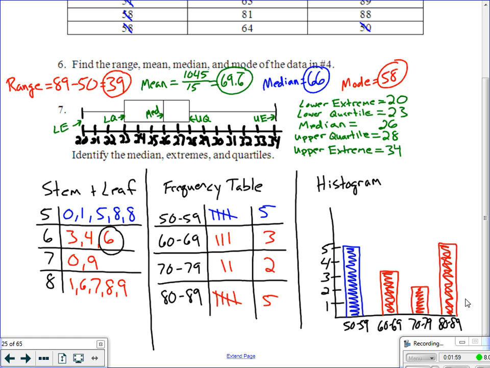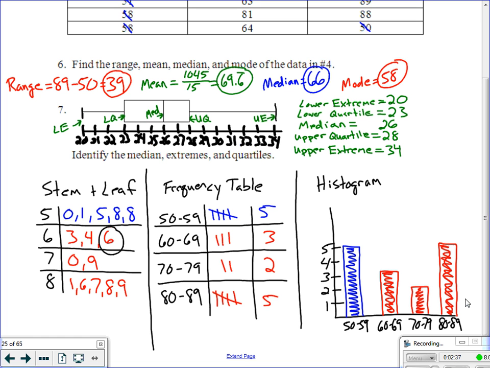The second question there was to find the range, mean, median, and mode of that data. Well, the range you can find easily off the stem and leaf. You can see that the highest number is 89 and the lowest number is 50. So 89 minus 50 is 39. Your mean, remember, you're just adding up all the numbers in your data set. And so if you did that with these, it should add up to 1,045. And then you want to divide by 15 because there's 15 pieces of data. So that's 69.6 repeating. If you put like 69.67, that's fine.